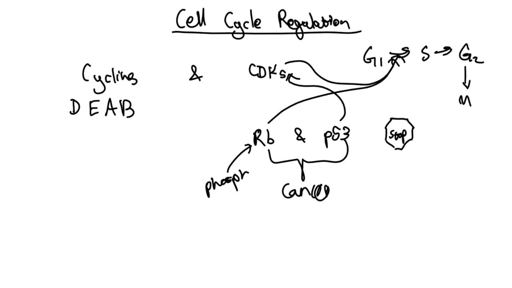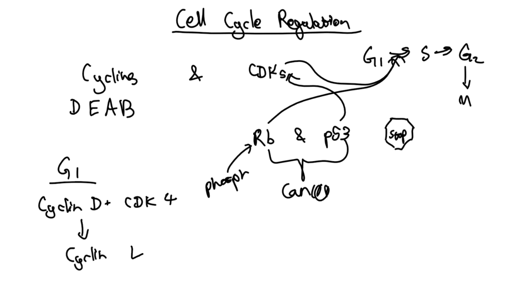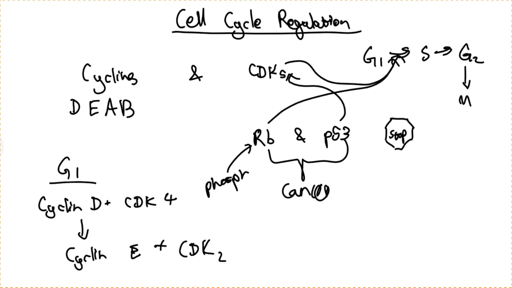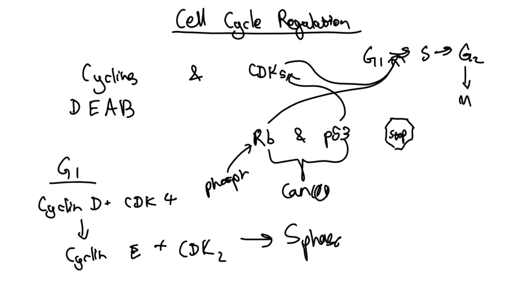Okay, now moving on to G1 regulation, we have cyclin D, again the first one, plus CDK4, since cyclins bind to CDKs, and this leads to the formation of cyclin E. Now, cyclin E binds to something called CDK2, and this in turn prepares the cell for the S phase. It all looks like scribbles here, the notes, but I'm doing that so you guys take your own notes, and that will be more helpful than just looking at my video.